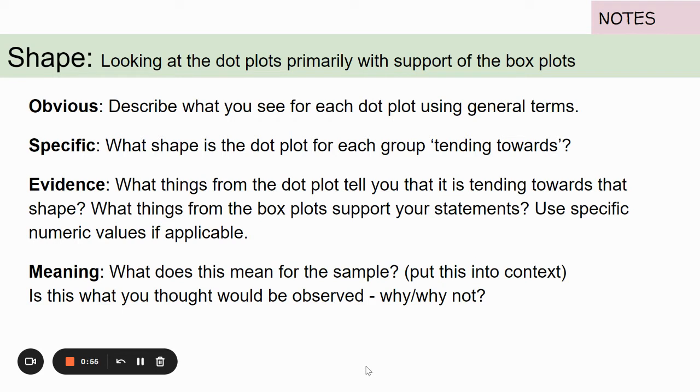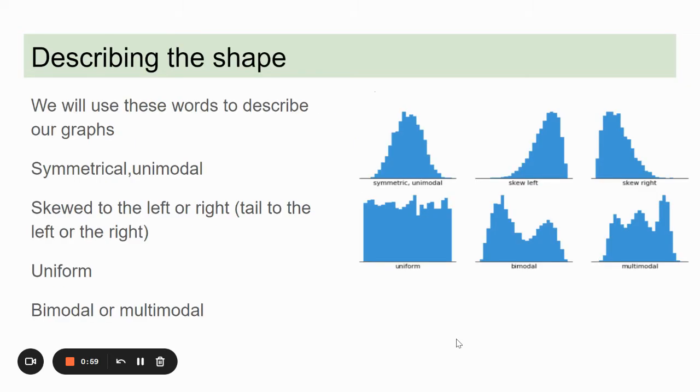So the next part is that we can actually use these particular shapes as our descriptions of what the graph overall looks like. So we've got a symmetrical graph with one mode. So there's one peak at the top and it looks very much like it's the same on both sides. So there's like a mirror image on both sides of this graph. That's what the symmetric part means.